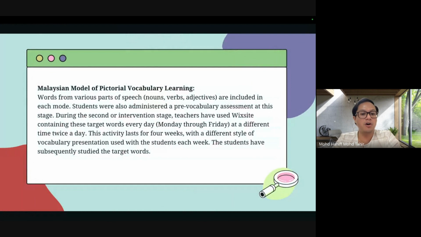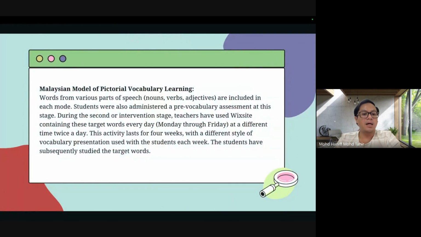Next, the Malaysian model of pictorial vocabulary learning. Words from various parts of speech, nouns, verbs, and adjectives, are included in each mode. Students will take a pre-vocabulary assessment at this stage. During the intervention stage, teachers used websites containing these target words every day, from Monday through Friday, at a different time twice a day.